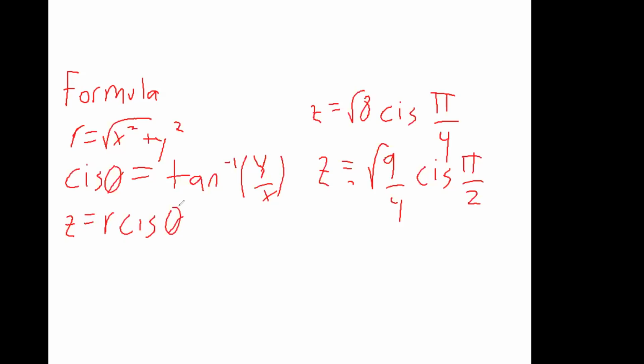And remember your quadrants. In the first quadrant, if a and b are both positive, it's just your reference angle. In the second quadrant, a is negative and b is positive, so you do pi minus the reference angle. In the third quadrant, both are negative, so it's pi plus the reference angle. The last one is positive a, negative b, and that is 2 pi minus the reference angle.